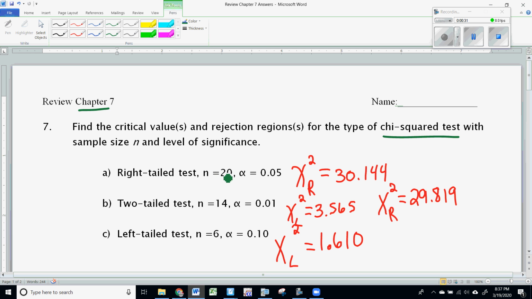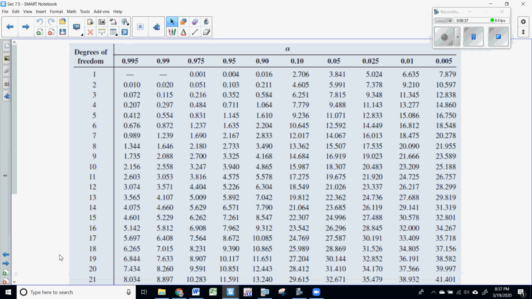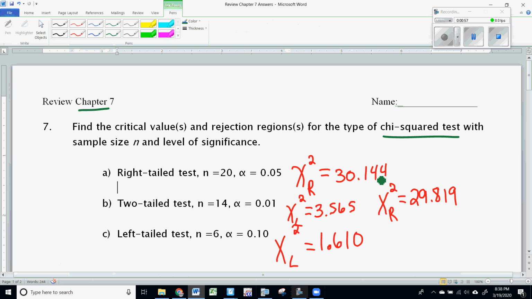So if it's a right-tailed test, n is 20, alpha is 0.05. When we look at our chart, we will be at 19 as our degrees of freedom. And it is 0.05, and that is to the right. So we can go right down from 0.05, and we can get 30.144, which is the answer.